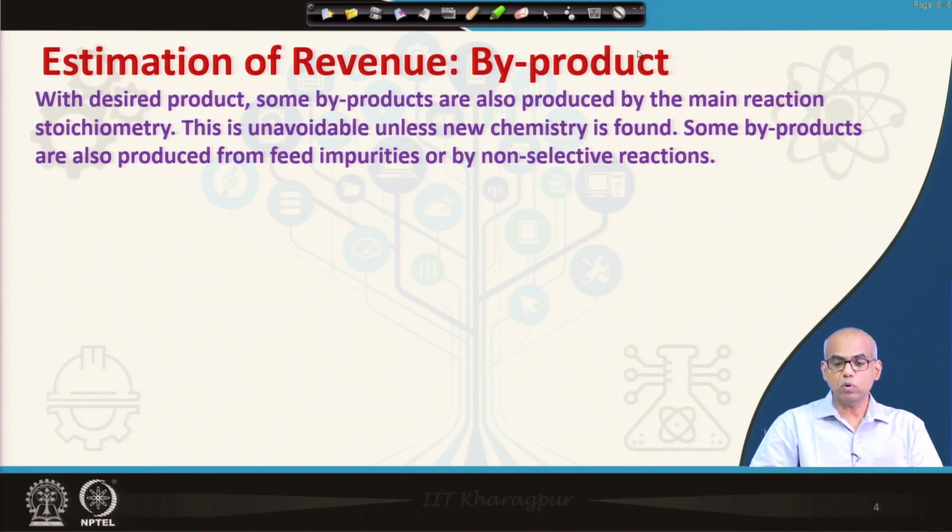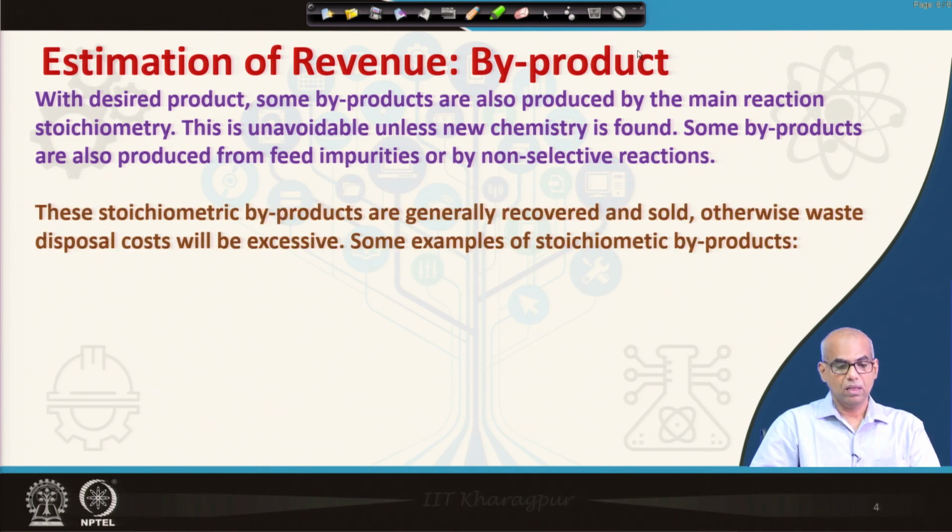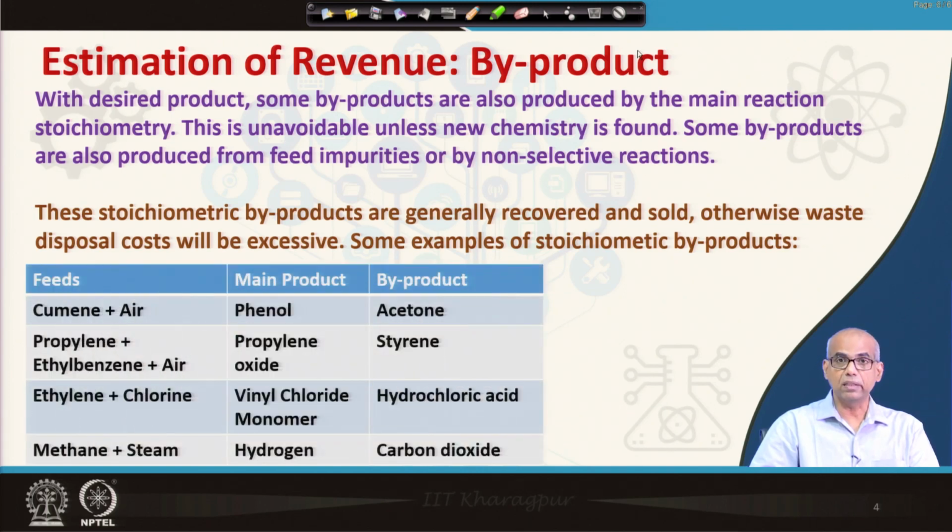Now, we are talking about byproduct. With desired product, some byproducts are also formed by the main reaction stoichiometry. This is unavoidable unless you find new chemistry to produce your product. Some byproducts are also produced from feed impurities or by non-selective reactions. These stoichiometric byproducts are generally recovered and sold, otherwise waste disposal cost will be excessive, you will also lose revenue. Some examples of stoichiometric byproducts are given here in this table.